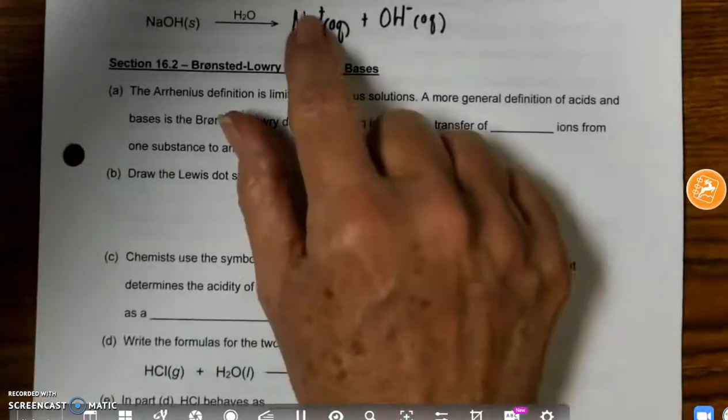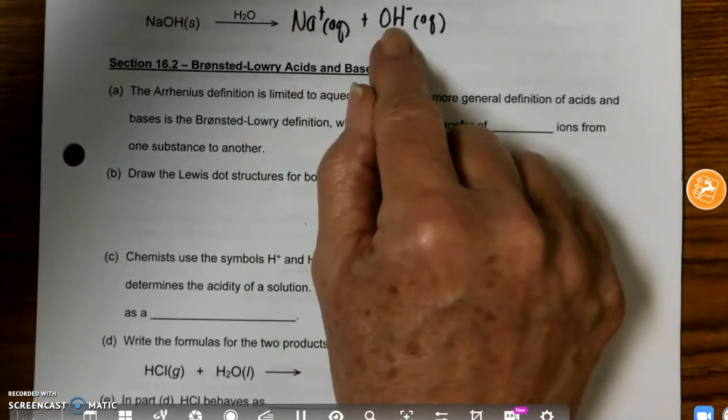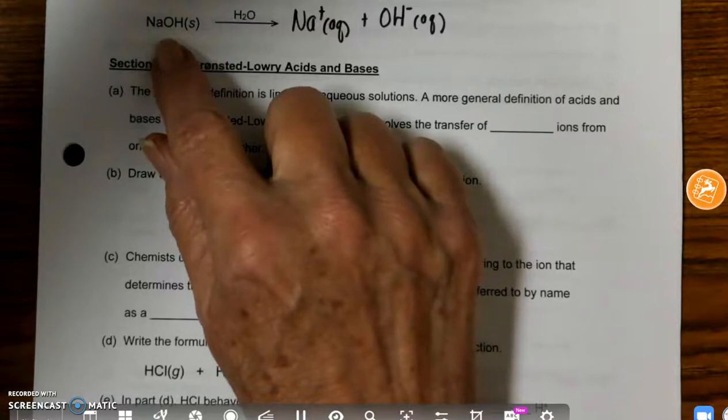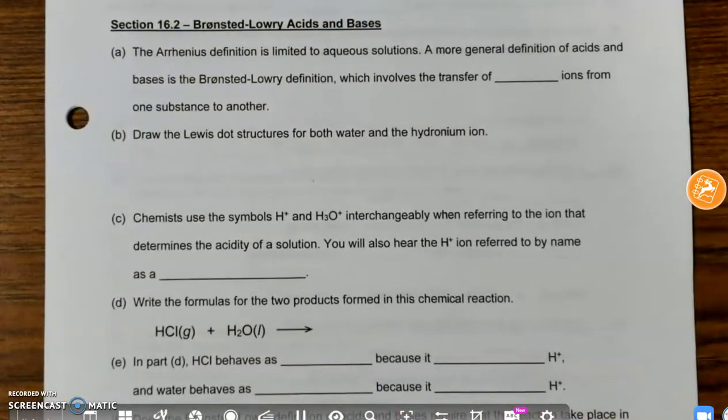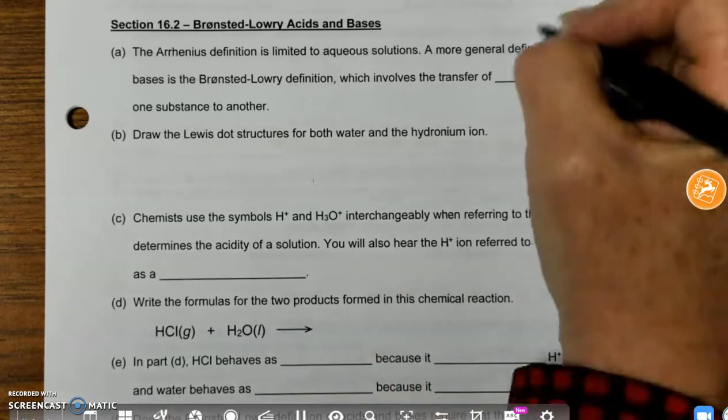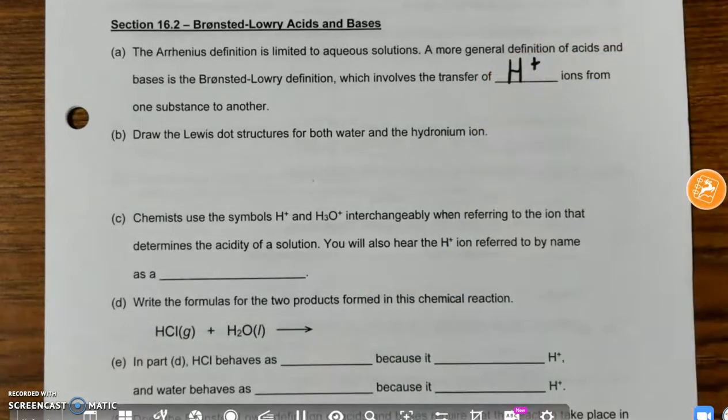Because one of the limitations we have is there are many, many more bases besides those which contain hydroxide. And so this definition will allow us to include those particular bases in our definition. A Bronsted-Lowry definition is not limited to aqueous solution. It involves only the transfer of a hydrogen ion from one substance to another.